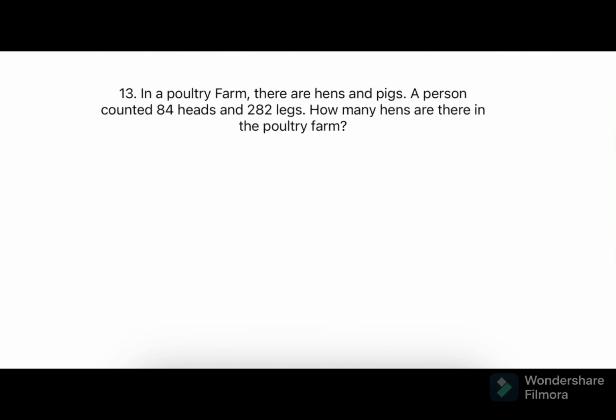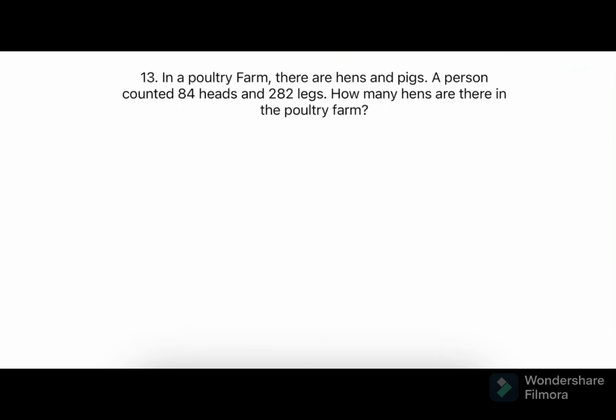Now, next question. This is an interesting one. In a poultry farm, there are hens and pigs. A person counted 84 heads and 282 legs. How many hens are there in the poultry farm? We just have to know one thing. All of them have only one head, whether it is a hen or a pig. It has only one single head. But when it comes to number of legs, this should be very clear. The hens have 2 legs and the pigs have 4 legs. So this should be in our mind, without which we cannot solve this particular question.